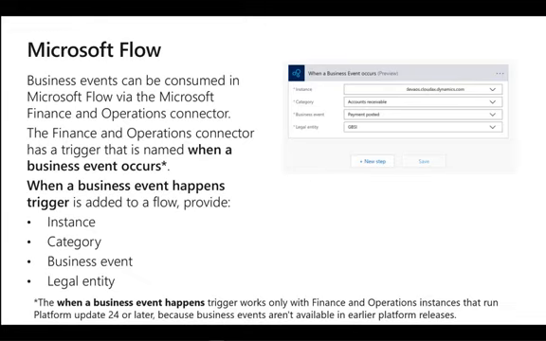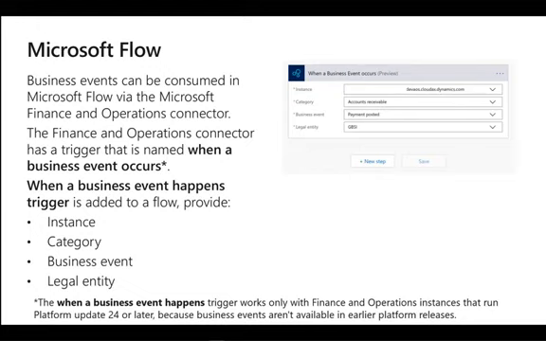After the "When a business event occurs" trigger is added to a flow, the flow information must be provided, starting with Instance. Instance specifies the host name of the Finance and Operations instance where business events occur. The environment instance should be available in the provided drop-down menu, but if an environment is not listed, it can be entered as a custom value.